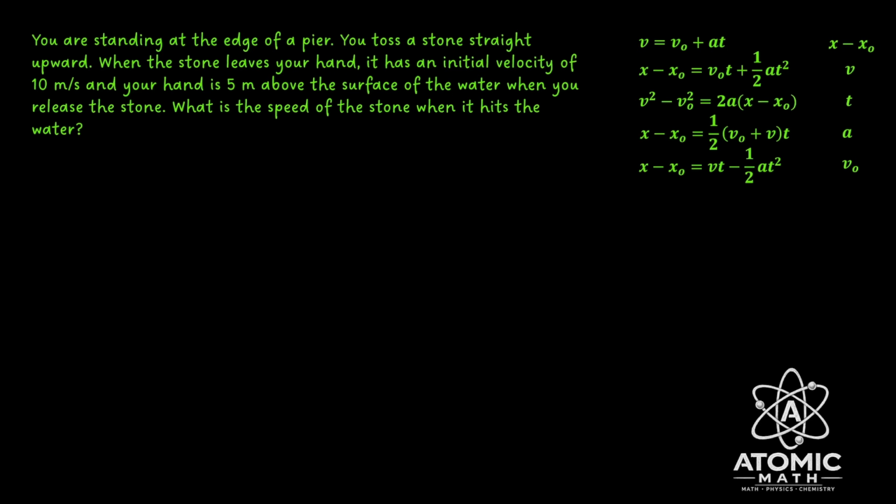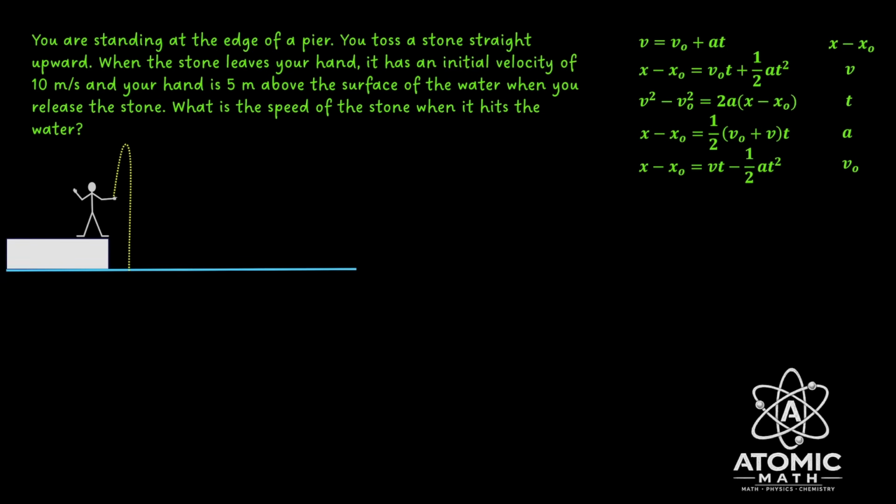So just like last time, we're going to start with a diagram to help us see what's happening. So we'll start with you on the pier. We have some water. You're going to throw a rock up, and it's going to come back down and hit the water. They've told us that where the rock leaves your hand, it's 5 meters above the water. But we don't know how high that rock is going to go before it stops moving upwards and starts coming down. We do know that its initial velocity when it leaves your hand is 10 meters per second. We also know that the velocity at the top is 0 because that's the moment that it stops going up and starts going down.